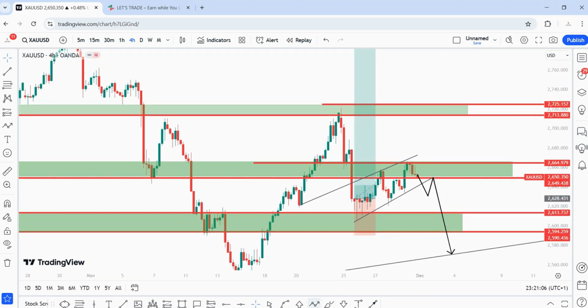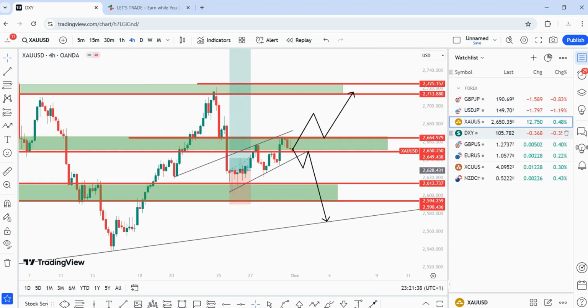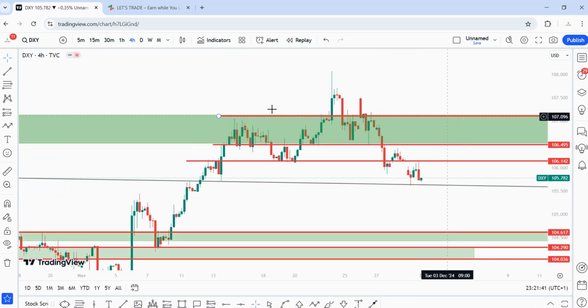But for a bullish move, I'll advise you should be patient enough for price to create a significant breakout of this 2664.979 area. Then you want to catch it on the pullback, and then your target will be 2713.880. So those are my bullish and bearish scenarios on gold. The next on my list is DXY.